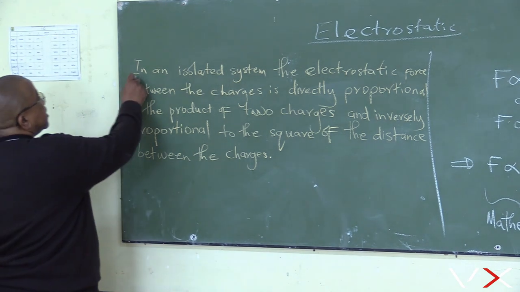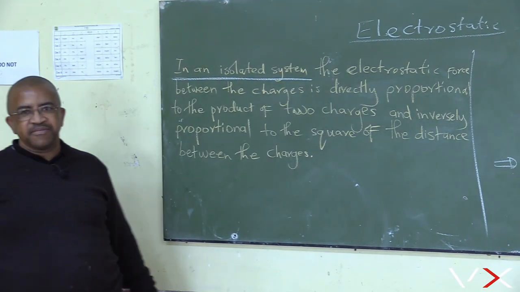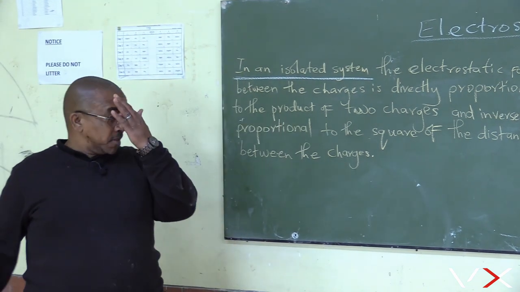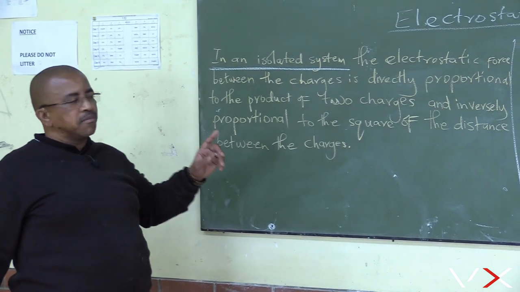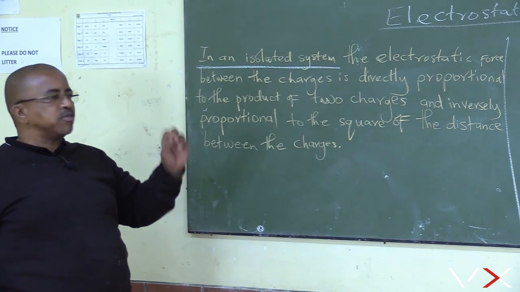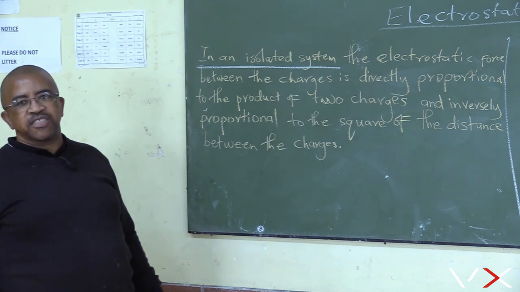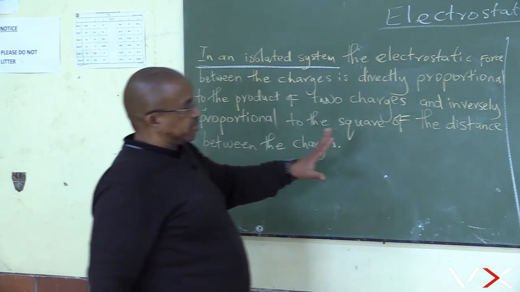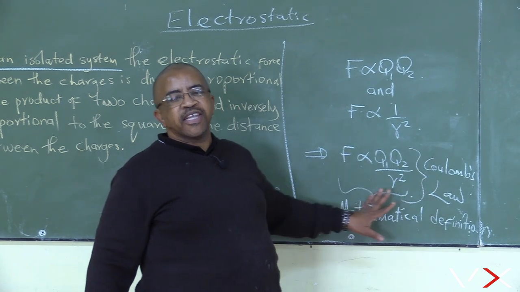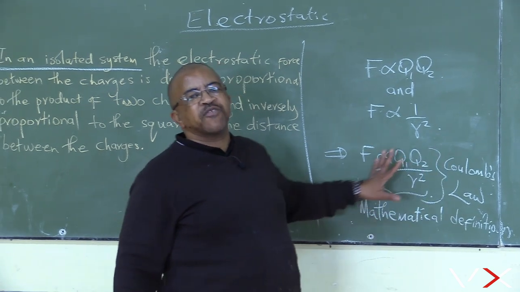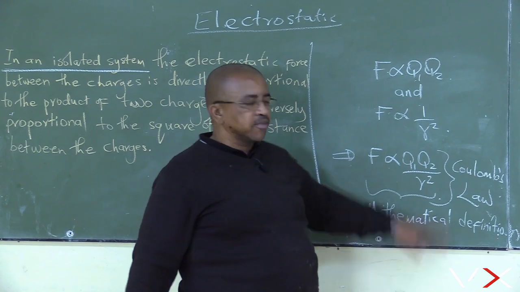Here is the story: in an isolated system, in the absence of air, in a perfect system, that is when you can see the electrostatic force between the charges being directly proportional to the product of two charges and inversely proportional to the square of the distance between the charges. This relationship is only possible if we ignore the presence of air and any interference from outside into our system.